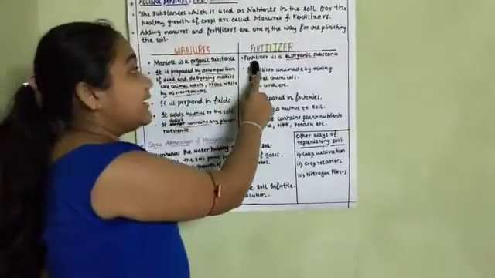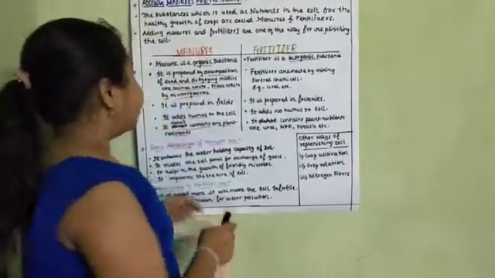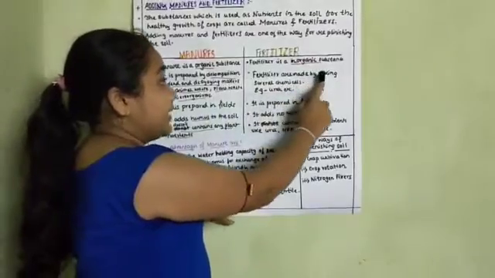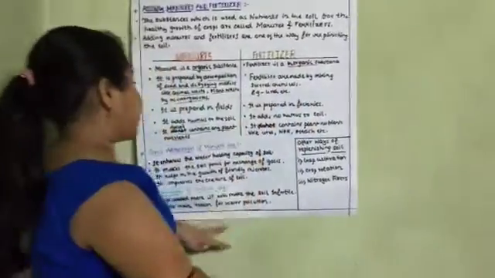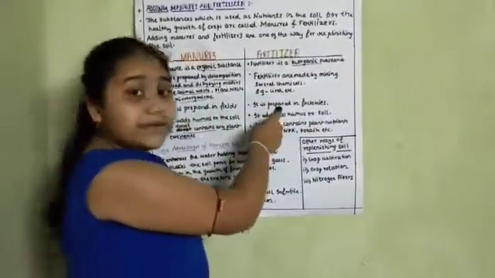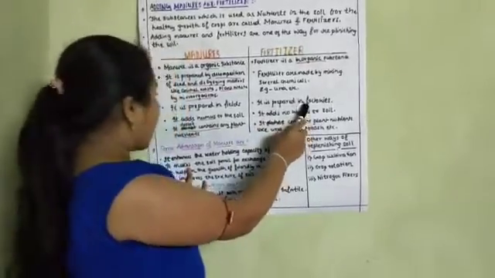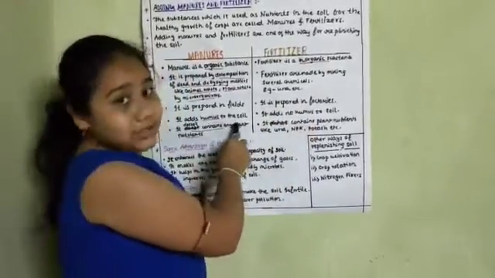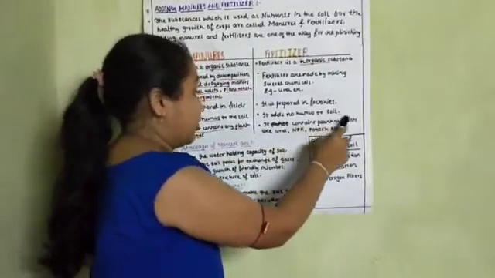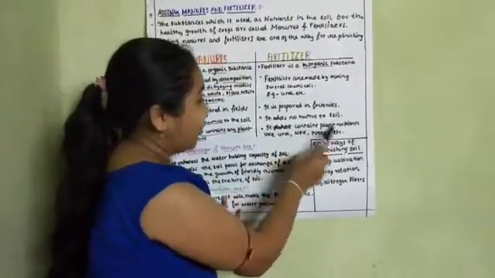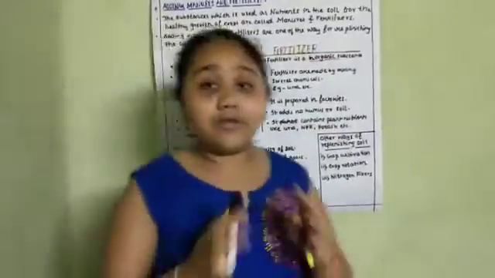In such a way: manure is an organic substance, fertilizer is an inorganic substance. Manure is prepared by decomposition of dead and decaying matter. Fertilizers are prepared by mixing several chemicals. Manure is prepared in fields, fertilizer is prepared in factories. Manure adds humus to the soil, fertilizer adds no humus to the soil. Manure does not contain any plant nutrients, but fertilizer contains plant nutrients like urea, NPK, nitrogen, phosphorus, potassium and potash, etc. So this is how we can differentiate between manures and fertilizer.